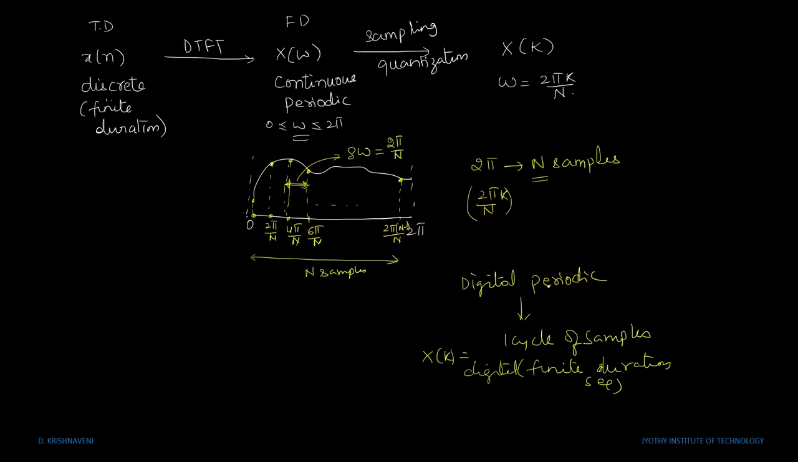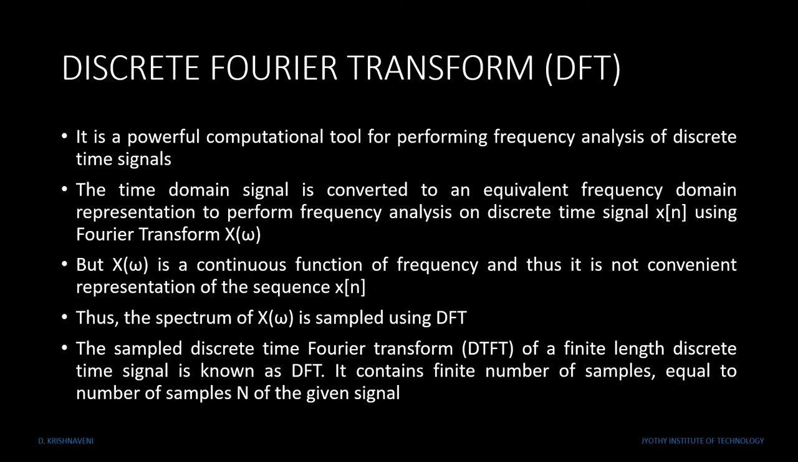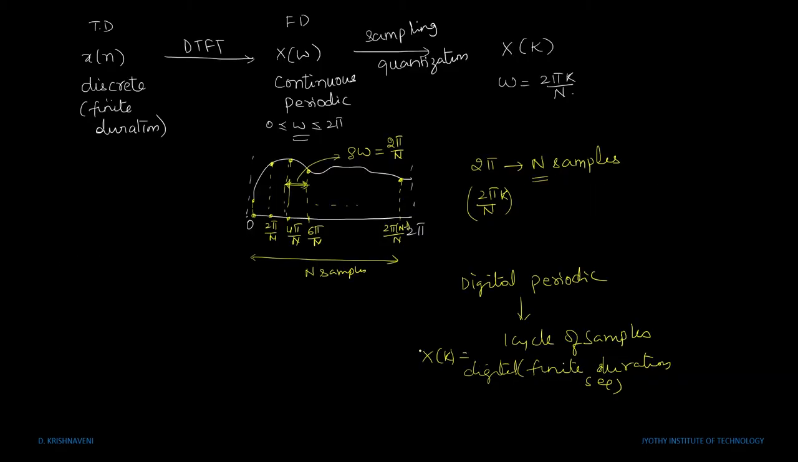From this digital periodic signal, one cycle is taken, and that we call x of k. That means that will be a digital finite duration sequence. What is discrete Fourier transform? Here, I have told you that finally we get a digital finite duration sequence. So instead of going through all these steps, like performing DTFT, then performing sampling and quantization, then taking just one cycle of the periodic signal to get x of k, we can directly perform DFT, that is discrete Fourier transform, on this time domain sequence x of n, to get x of k.